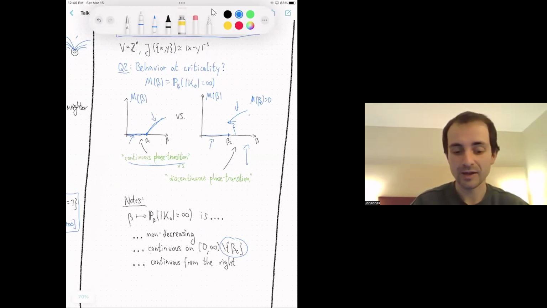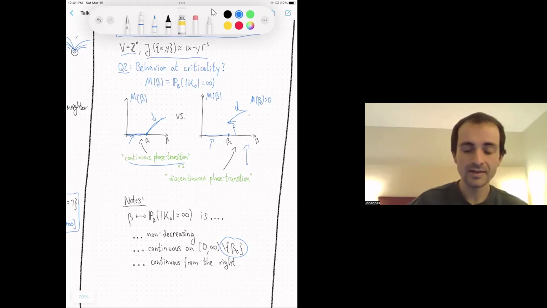What I'm interested in now is the following. We have the vertex set as the integer lattice, and the function J decays polynomially with the Euclidean distance. Now the question is, do we have a continuous or a discontinuous phase transition? Let's discuss for which cases this is known.